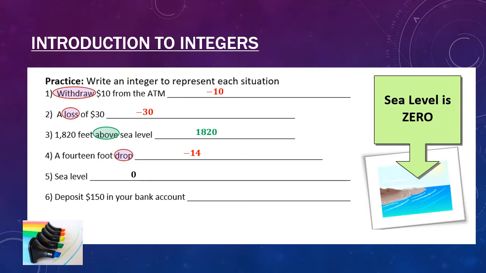So it's just 0. And the last one, this is probably the most important, put a star next to the number 6 because you're going to see this word again and students get confused. Deposit is your key word. Deposit means I'm putting money into my bank account, which means my bank account is going up. I'm getting more money in my bank account. So that would be a positive 150. So you need to know that word deposit and withdraw because you will see those come back on assessments.